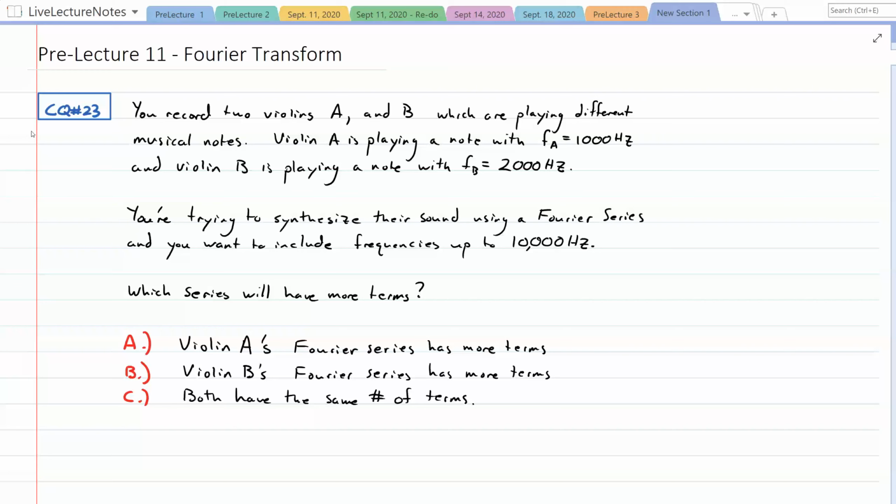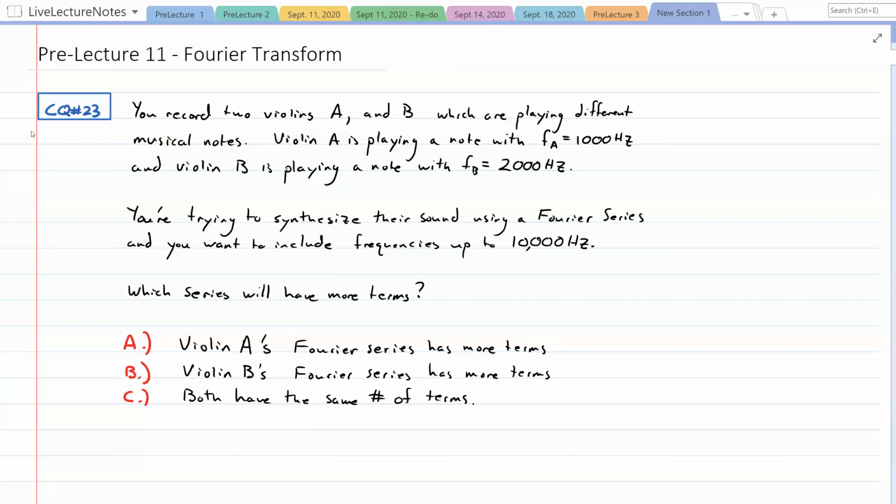Go back to lab 2 where we were talking about synthesizing a sound. Let's suppose you're trying to recreate this sound by using a Fourier series, and you want to include frequencies up to 10,000 hertz. So I'm going to take all the frequencies I need up to 10,000 hertz and try to recreate the sound that the violin is playing. Simple question is, which one of these two reconstructions of this sound will have more terms? The violin A, the violin B, or both the same? Go ahead and take a moment, pause the video, and see if you can come up with your best vote for the answer to this question.